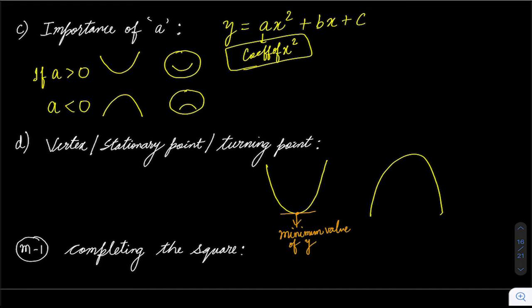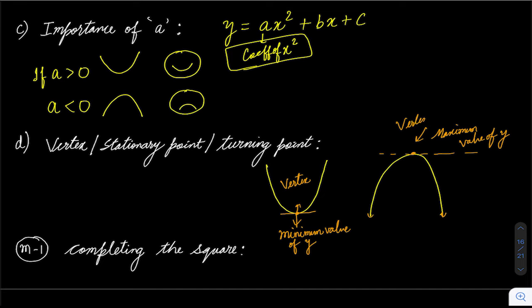So this point is known as the vertex, or stationary point, or turning point. Now similarly, if my graph is opening downwards, then this highest point, the point which has the highest value of y, that is the maximum value of y in this quadratic, or you can say the maximum value of the quadratic, same thing, because y is equal to the quadratic. So this point is known as the vertex.